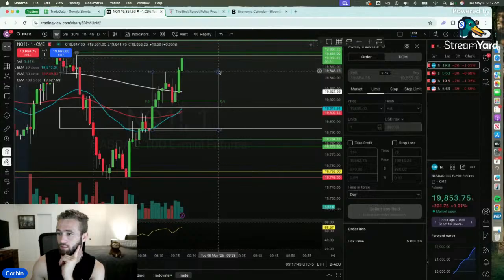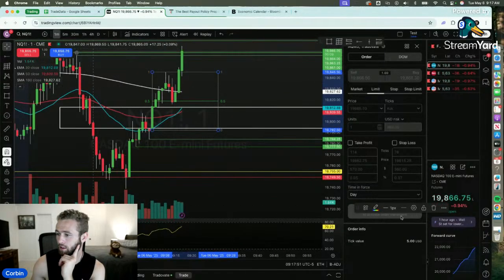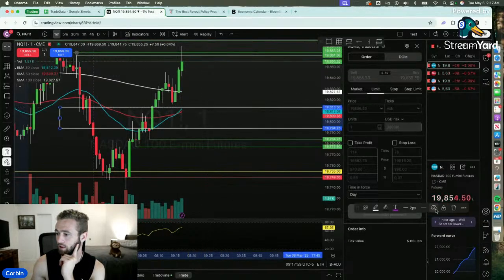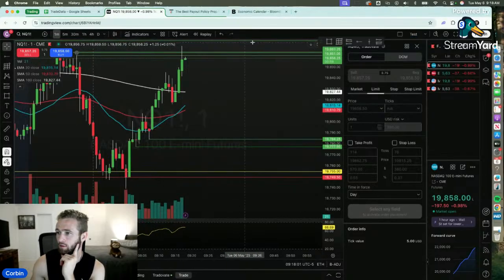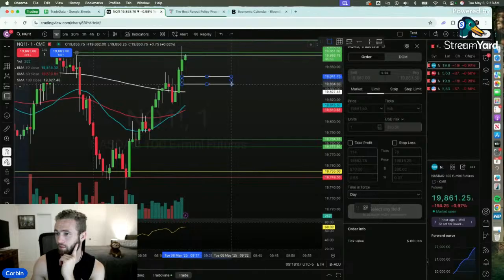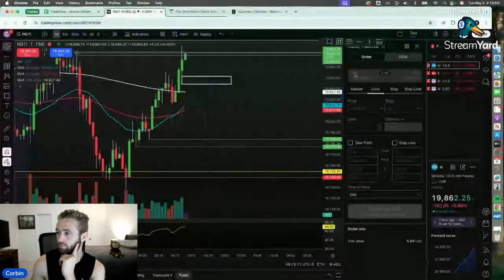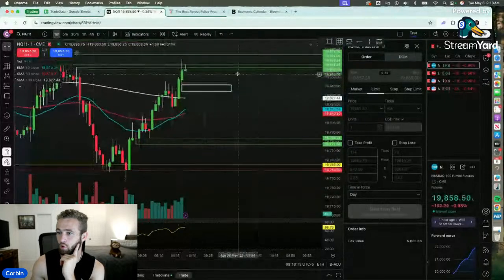Looks like we could be forming. Oop, let's get out of here. All right, hitting that draw on liquidity right now. Taking away this. Gonna add a bullish fair value gap. Boom, right there. Taking out these liquidity levels right here.